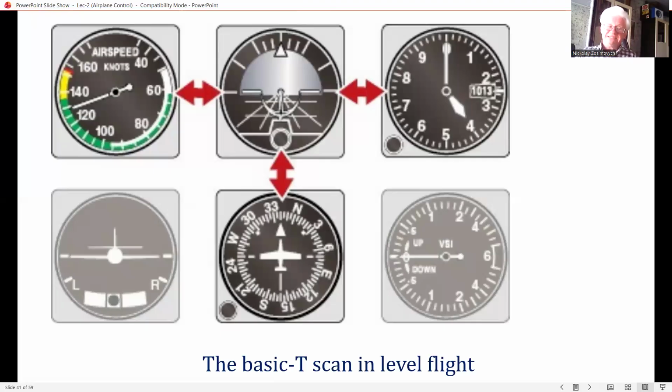Also, once established and well trimmed in the cruise, the airplane will tend to hold altitude because of its longitudinal stability, making it less essential to scan the altimeter continually compared to when the airplane is out of trim. The airplane may not be as stable laterally as it is longitudinally, however, and so the HI should be scanned quite frequently to ensure that the heading is maintained.